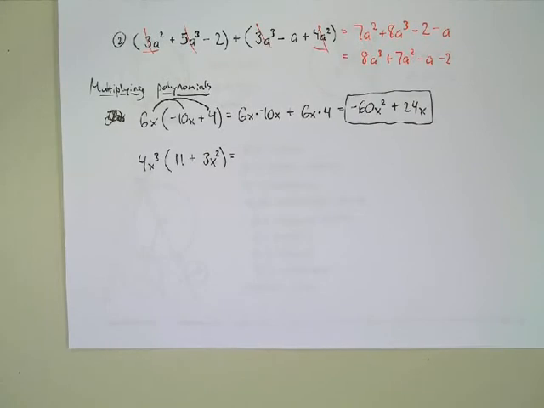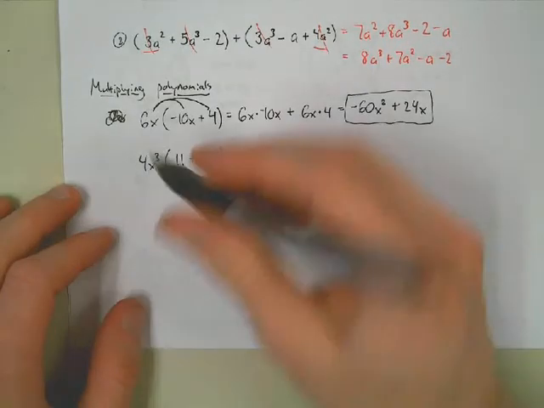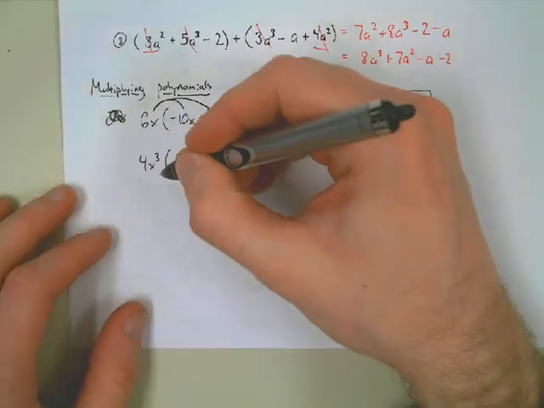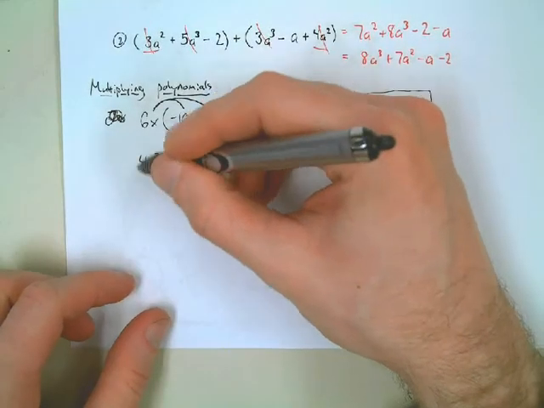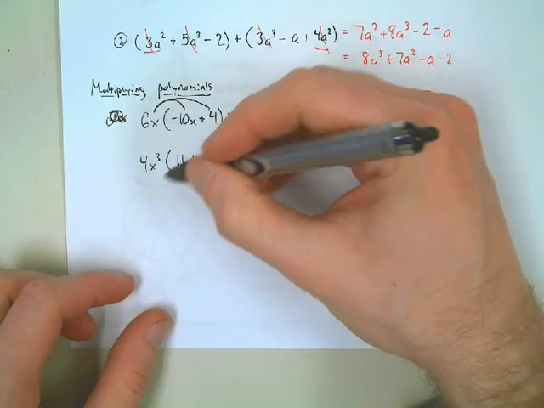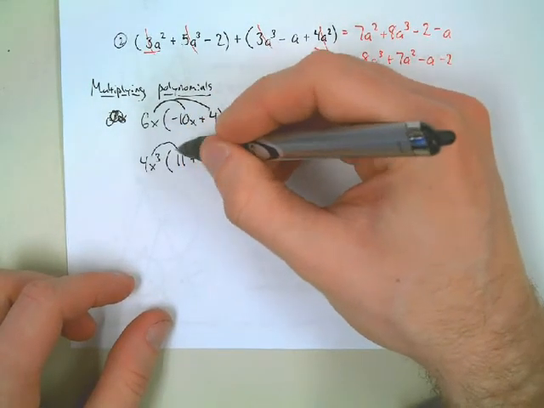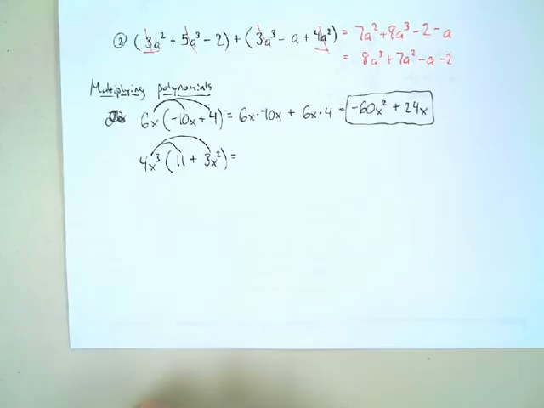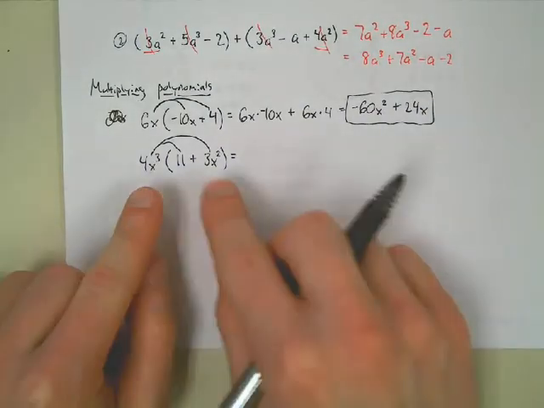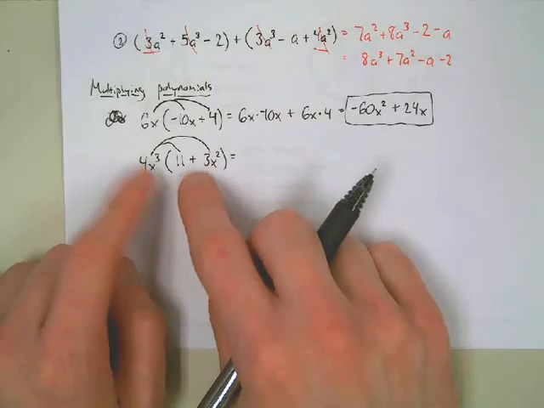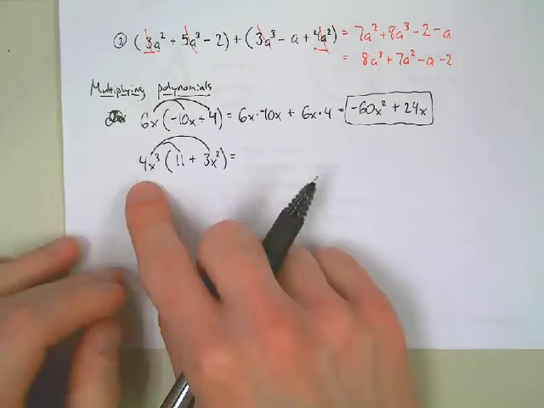So in this one, 4x cubed is one thing. It's one term in front of parentheses. We're going to multiply this thing in front of parentheses times what's inside there. We distribute it. Because there's addition in here and we're multiplying, it's the distributive property. So we distribute 4x cubed to the 11.